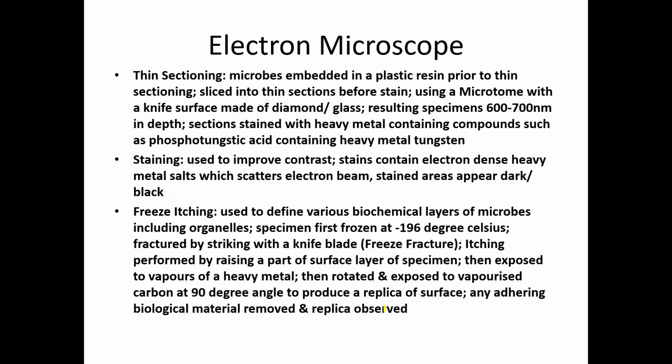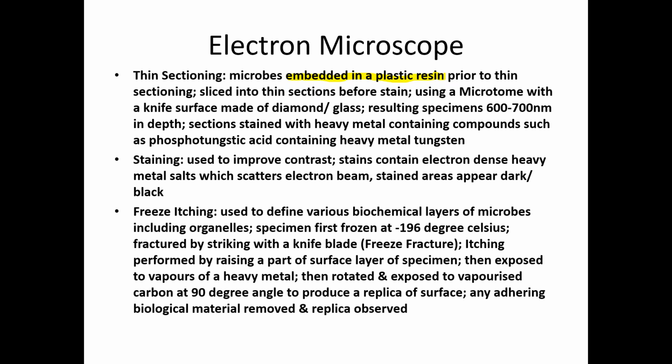Fine. Now these are the different methods by which we are going for specimen preparation in electron microscopy. It can be either thin sectioning and staining together, or it can be by means of freeze etching as well. Various techniques. First of all, in thin sectioning, what are we doing? First of all, the microbes are embedded in a plastic resin prior to thin sectioning.